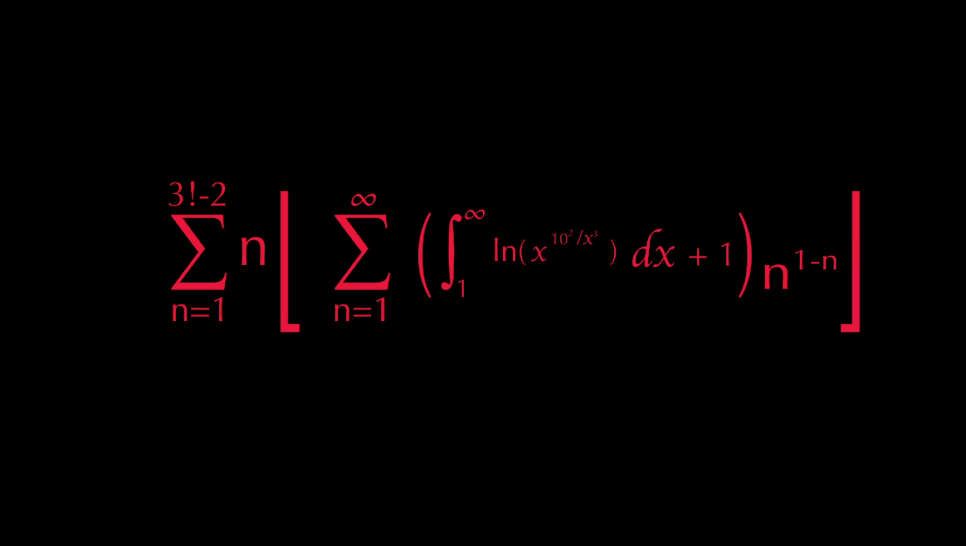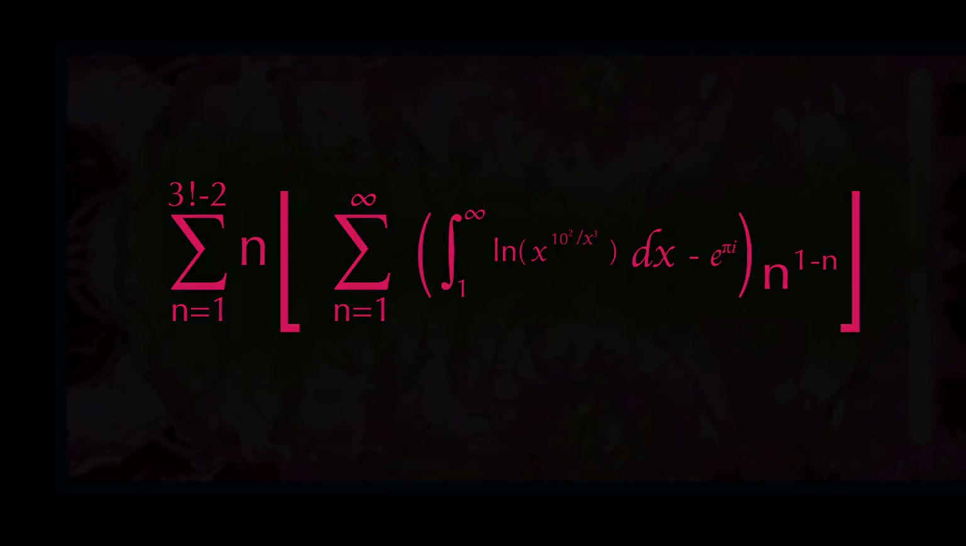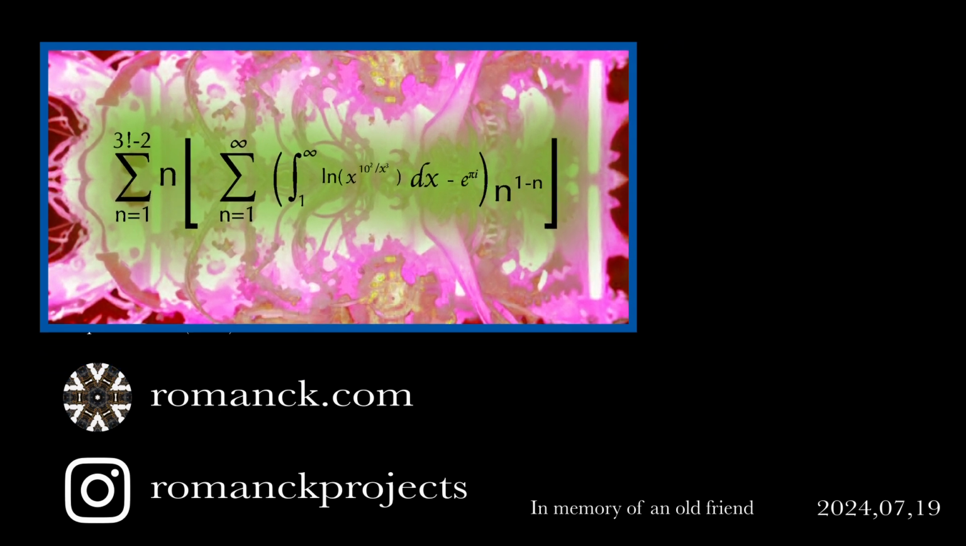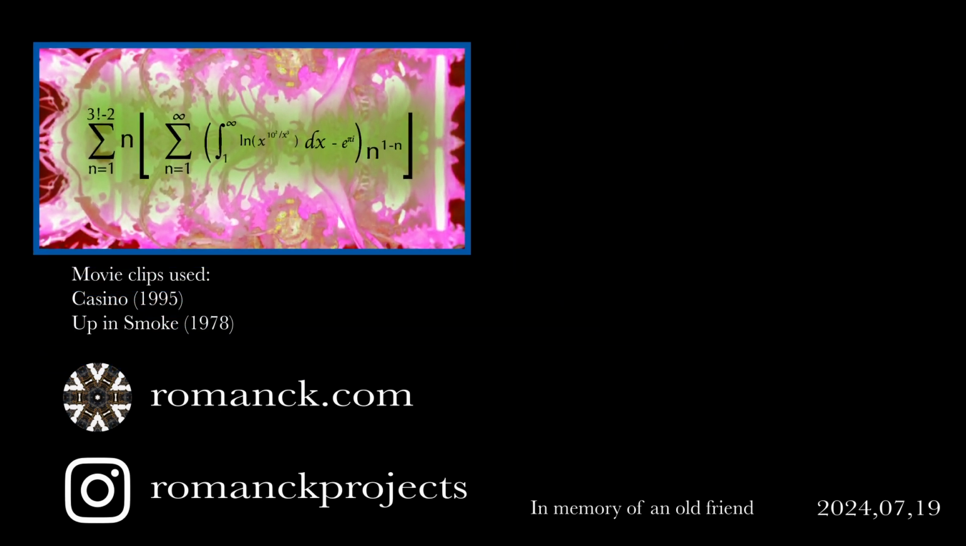And of course, for our final touch, we need to change that plus 1 over here into minus e to the pi i. And here we finally have it, a crazy looking equation that results in the infamous 420. I think it's a pretty cool looking one. I like it a lot. Cannabis has definitely been an inspiration in my life, especially as an artist.